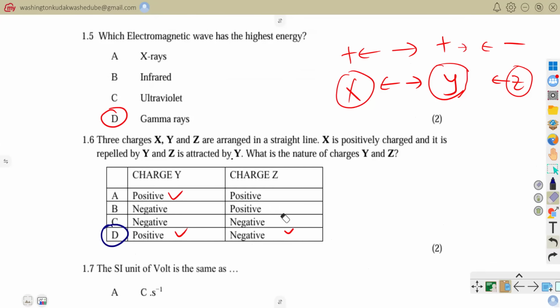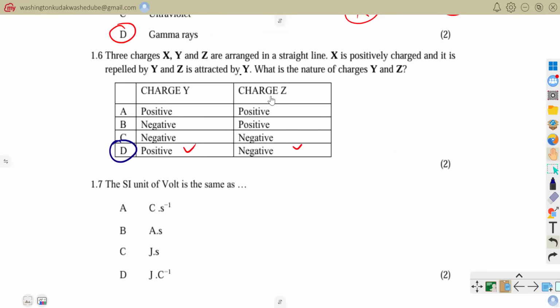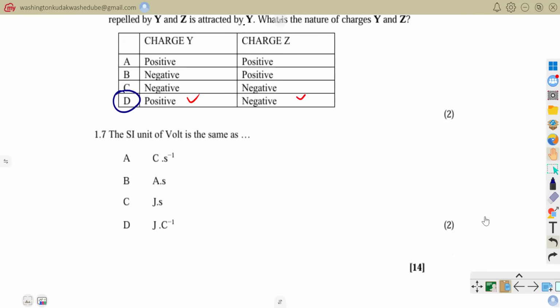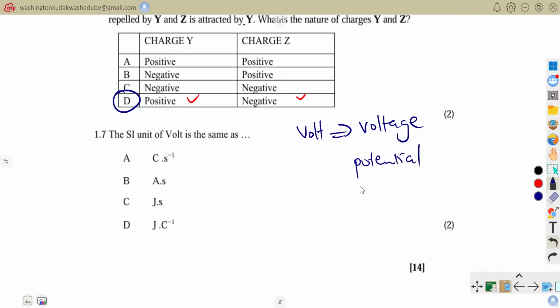So our answer there was supposed to be D. Now let's look at question number 1.7, which marks the last question on our multiple choice questions. The SI unit for volt is the same as what? So you would see that volt measures the voltage, or else it measures the potential difference. This is a measure of the potential difference across your conductor.